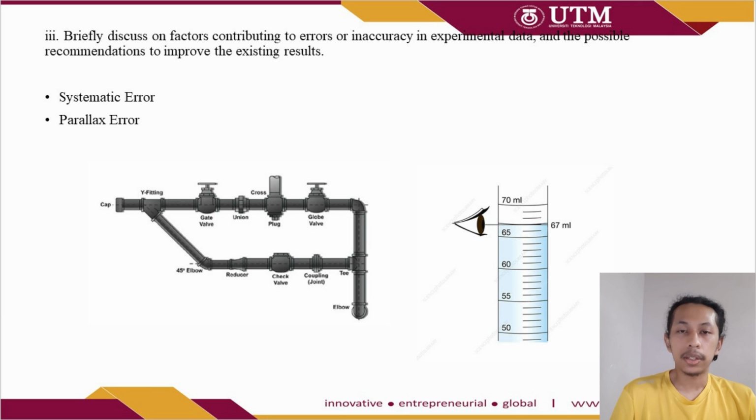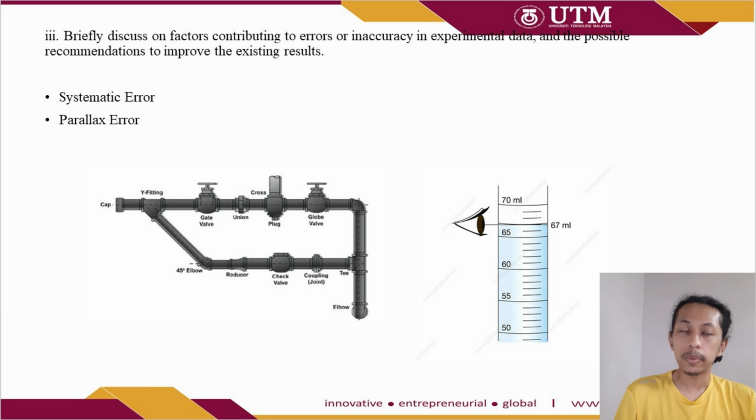For discussion part 3, we are asked to briefly discuss factors contributing to errors or inaccuracy in experimental data, and also the possible recommendations to improve the existing results. There are some factors that will cause inaccuracy of the results, for example, systematic errors. Systematic errors can occur for many reasons, such as the weather or the apparatus being used. In order for us to overcome the error, we can carry out the experiment indoors or in the lab.